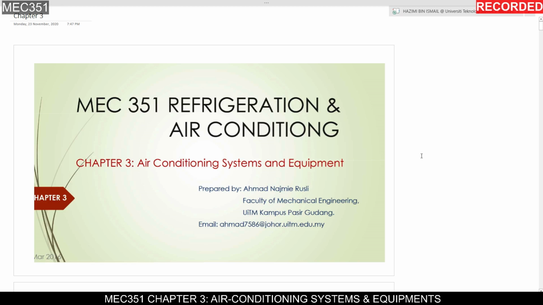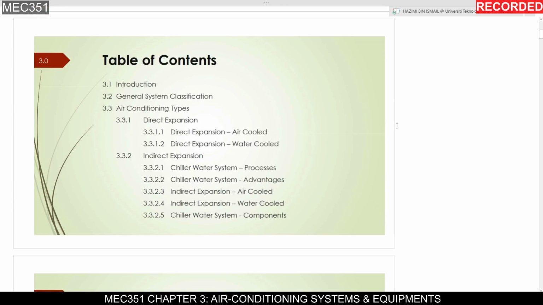Okay, so now we are going to learn about chapter 3, air conditioning system and equipment. For now, we have already learned about chapter 1 and chapter 2, the refrigeration cycle and also air conditioning processes. For chapter 3, this is more on the applications, systems and equipment. Basically, chapter 3 is more theoretical and information based, not a calculation based chapter.